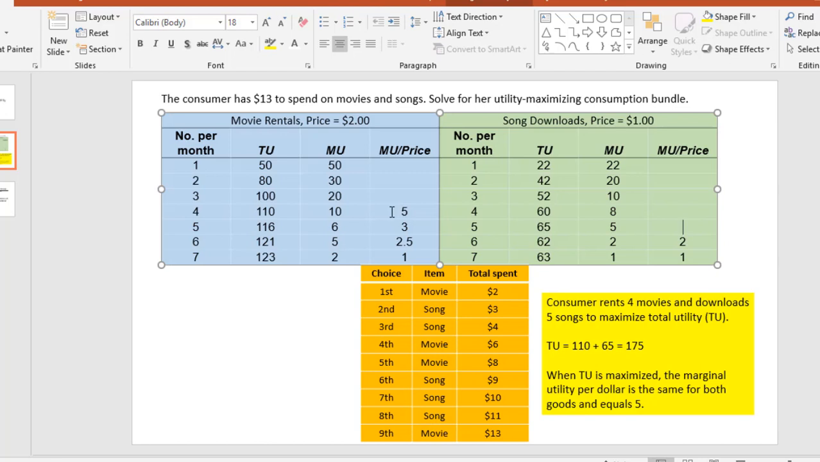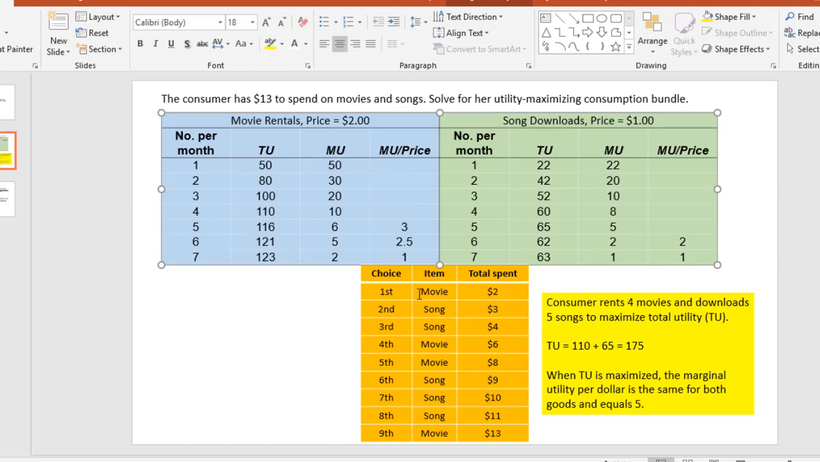And so we could get a fourth movie and get marginal utility per dollar of 5, or get the 6th song for a marginal utility per dollar of 2. So we should go ahead and get the movie. And doing that, we exhausted our $13 budget. All right, the consumer then rents 4 movies and downloads 5 songs.